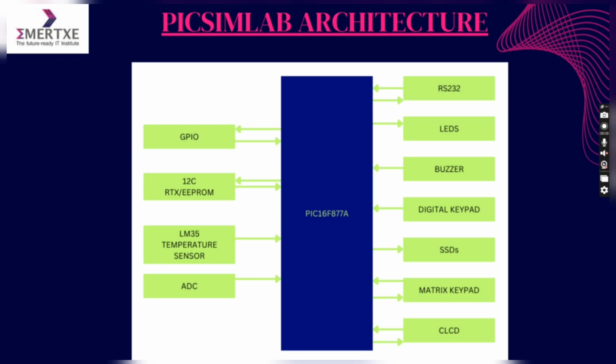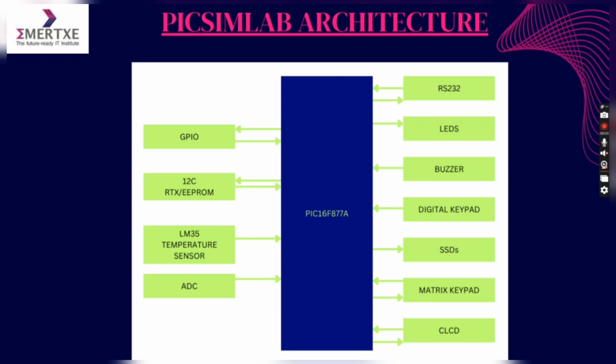ADC, analog to digital converter. This is used for converting analog signals like those from sensors into digital data that the microcontroller can process. RS-232. This is a standard for serial communication that allows the microcontroller to communicate with other devices. LEDs, light emitting diode. These are used for providing visual feedback to the user. SSD. This is used for displaying numeric data to the user.